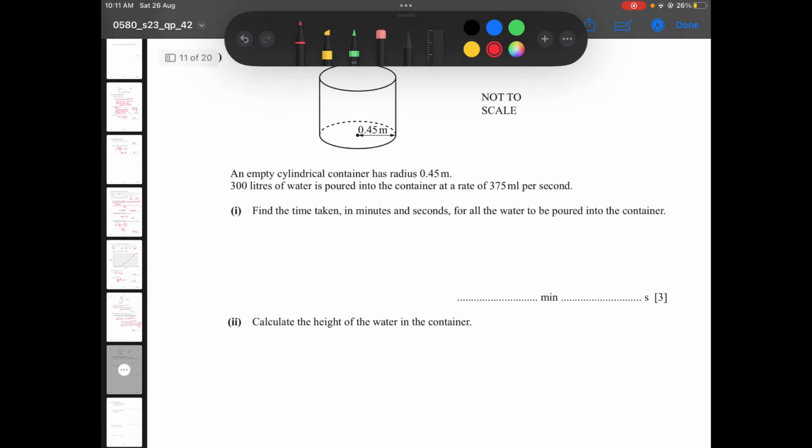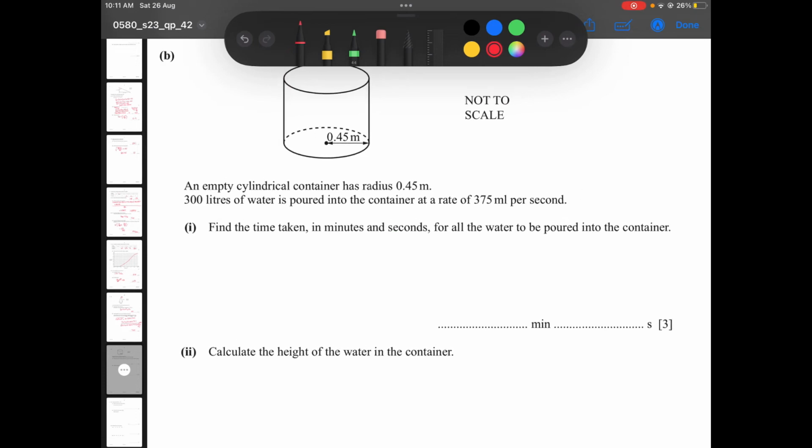Okay, an empty cylindrical container has a radius of 0.5 meters. 300 liters of water is poured into the container at the rate of 375 ml per second. Find the time taken in minutes and seconds for all the water to be poured in. So 300 liters, and each second you're pouring in about 0.375 liters because it's an ml. So that gives us 800 seconds, which, if you divide this by 60, 13 into 60 is 780, so 13 minutes and 20 seconds.